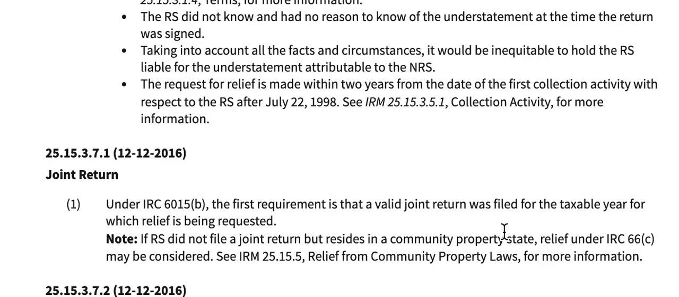Now, there is a note here that if the requesting spouse did not file a joint return but lives in a community property state, they might be eligible for relief under a different section of the tax code. That would be a topic for a different discussion. That would be within the Internal Revenue Manual 25.15.5, relief from community property laws.